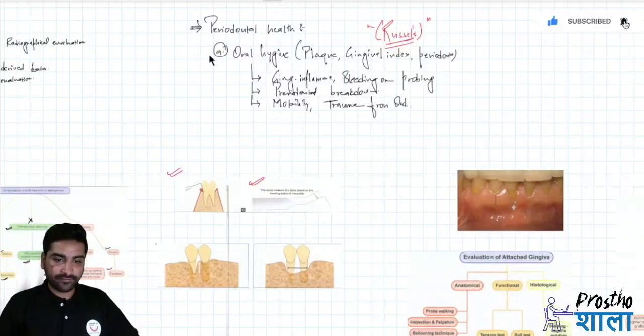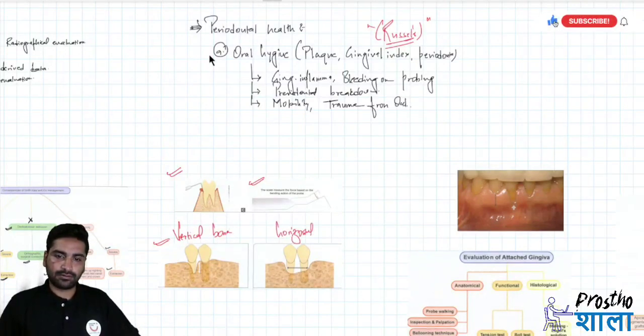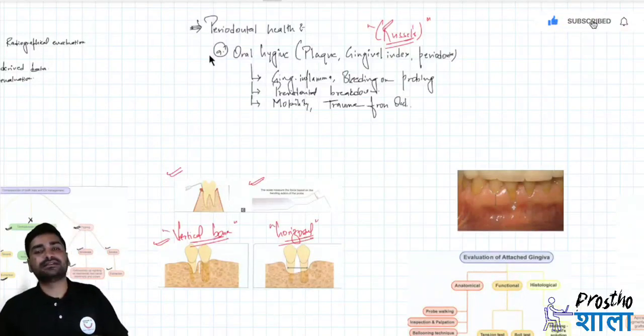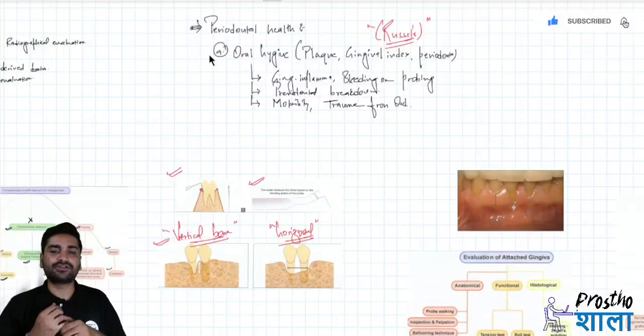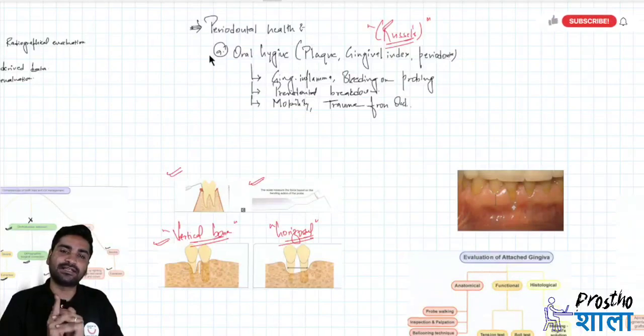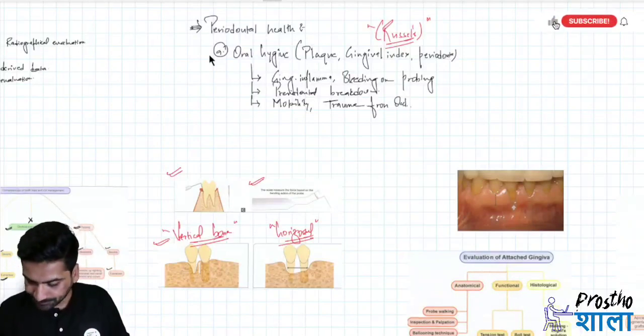We can also evaluate the vertical bone loss or horizontal bone loss, right? So vertical and horizontal bone loss can also be considered as a factor of periodontal health, because all these are in some way or the other going to affect our treatment plan. So that is what it is about periodontal health.